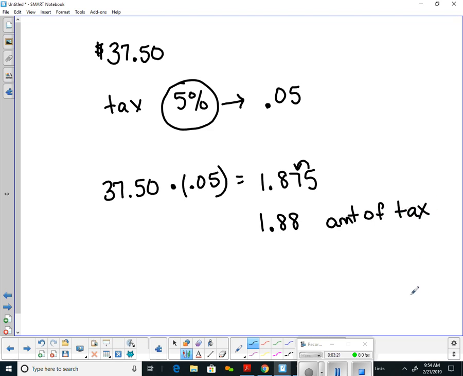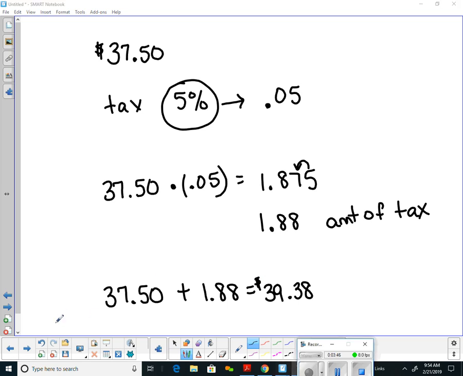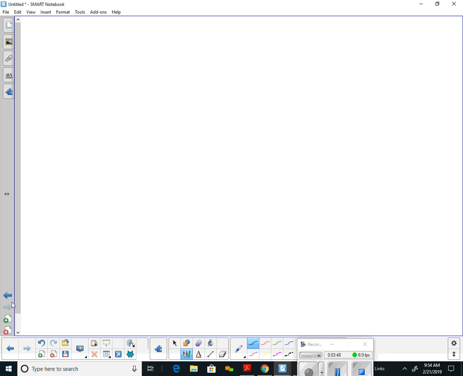Now, for me to find the total price that I'm going to pay, I'm going to go back to the price that I spent on groceries, and I'm going to add my tax. And so I get $39.38. That is the total that I'm going to spend on my groceries. Okay, let's look at another one with the tax.